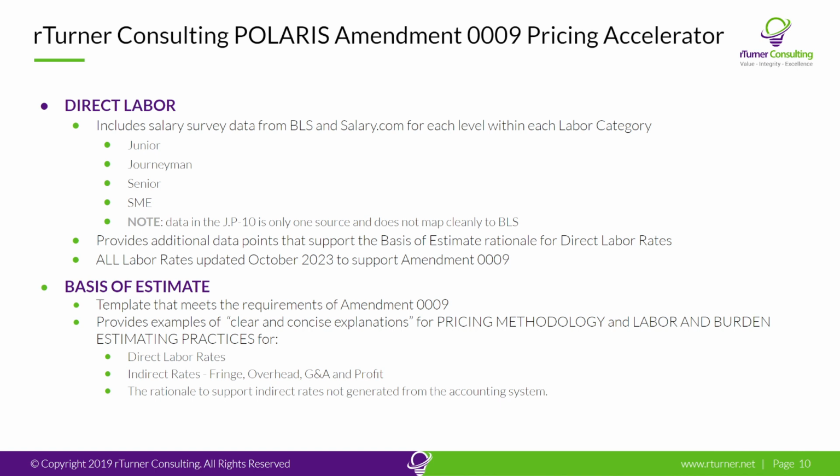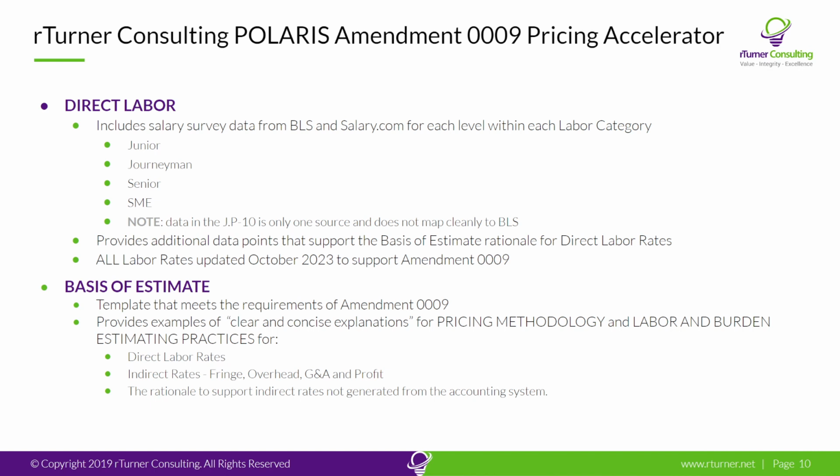Great. So in our pricing accelerator, we're including all of this information. We're going to give you 2 copies of the JP9 template with the labor rates already pre-populated. One copy is going to have the high rate from the JP10 for all 192 labor categories. And then the other copy is going to have the highest rate from either the JP10 or the salary surveys that we've pulled. Kimberly's mentioned those salary surveys: Robert Half, Bureau of Labor Statistics, Salary.com.